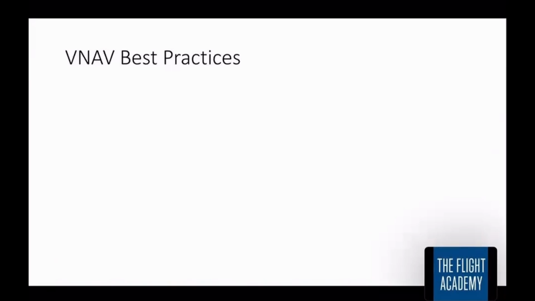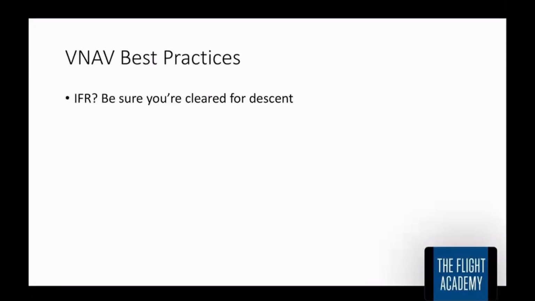VNAV best practices, let's go through those a bit. If you're IFR, always make sure you're cleared for descent. This would probably go without saying, but I'm going to say it anyway. Make sure you're cleared to descend before you let VNAV take you down. If you're VFR, triple check your terrain. Rule number 1, don't hit anything. Definitely don't let VNAV make you violate rule number 1.